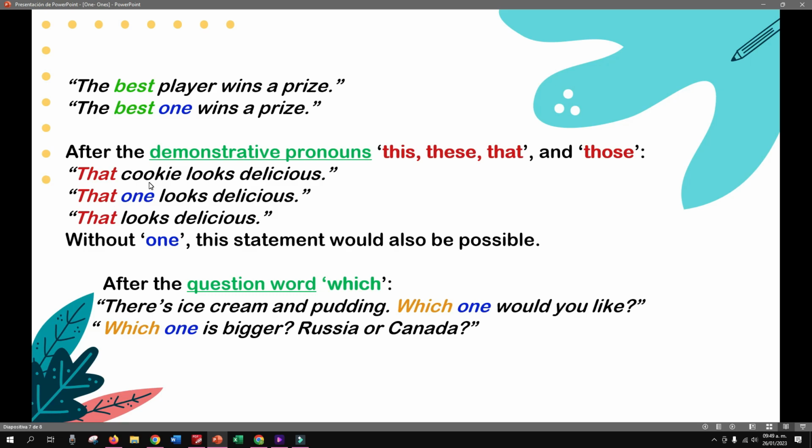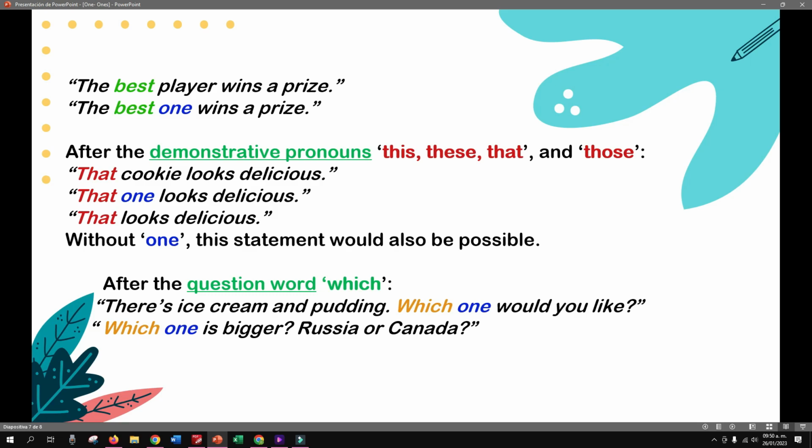About the cookie, right? And this is singular, that's why you're using one. So that one looks delicious. And you're using the pronoun in this case after what? A demonstrative pronoun, that. That one looks delicious. Also, you can say that looks delicious. It depends on the context. With the one, this statement will also be possible. For example, if you are in front of the object, you can use that one. That looks delicious. That is also possible.